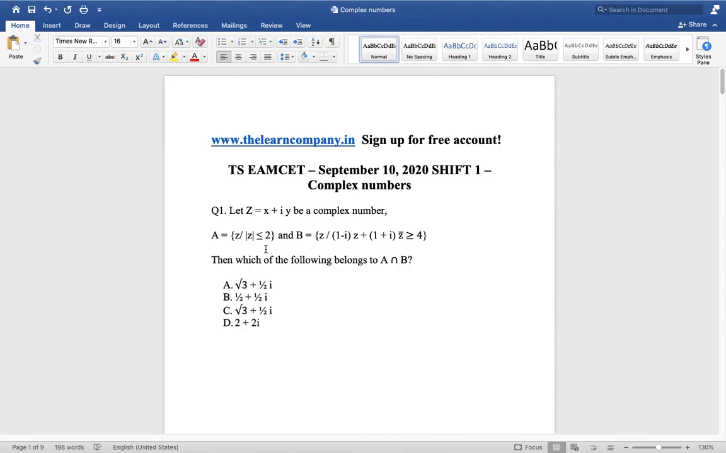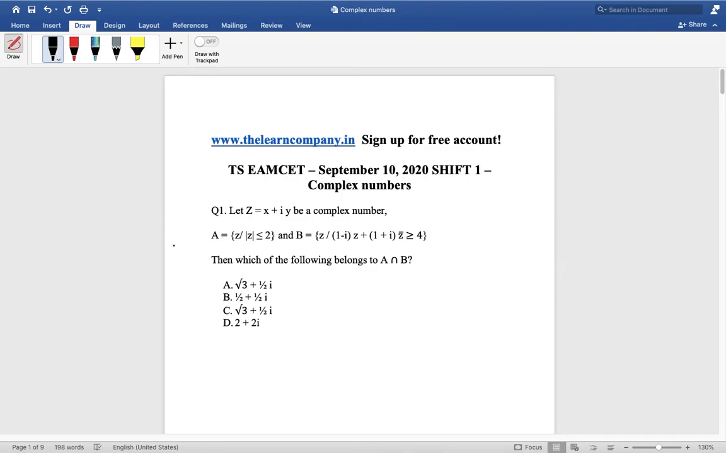Hello everyone. Let us consider a complex number problem this time from TSEMCET. I am solving the September 10, 2020 question paper.